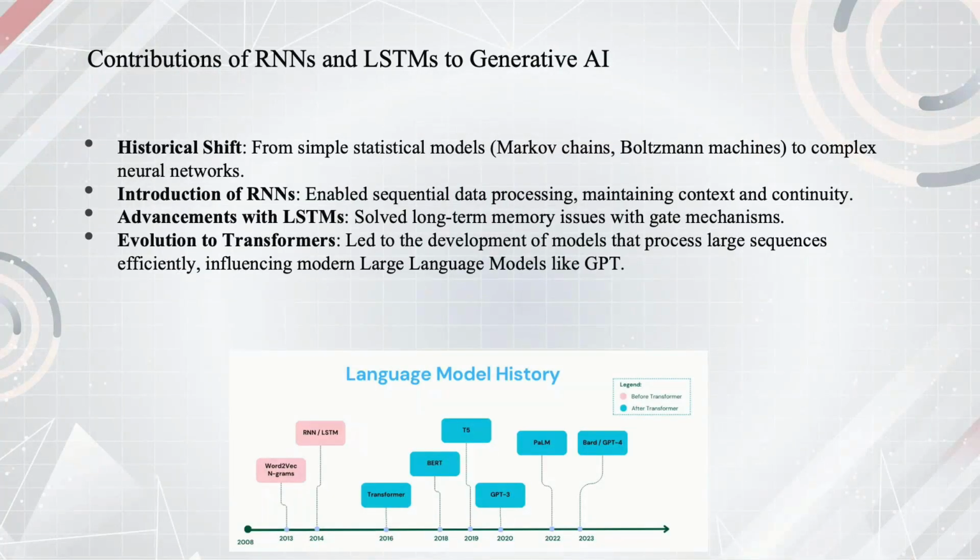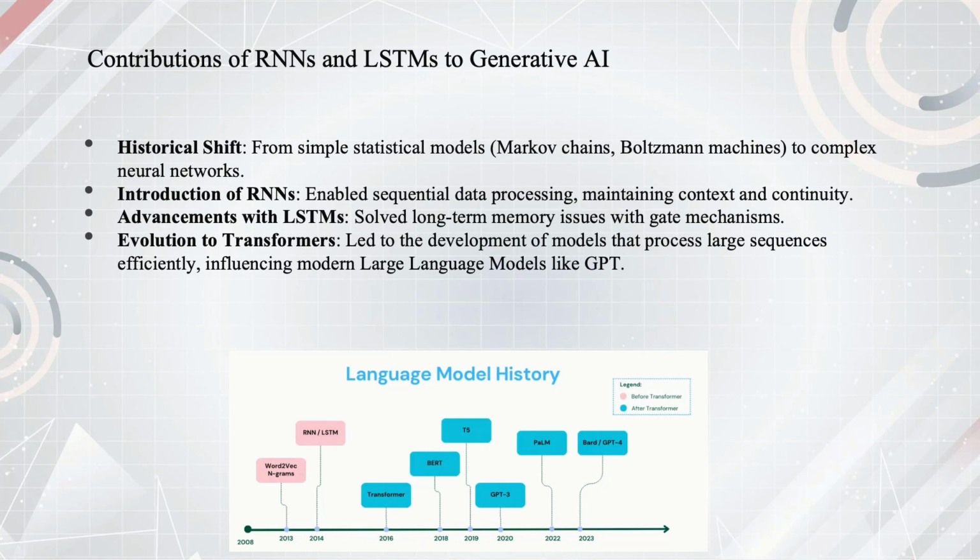So the first one is the contribution of RNNs and LSTM over the history of AI. In this, the journey of AI from Boltzmann and Markov chains to large language models. We mainly explore recurrent neural networks and their advantages, particularly how long short-term memory networks have played important roles in the evolution of generative AI. These technologies transitioned AI from relying on traditional models like Boltzmann machines and Markov chains, which are excellent for handling simple patterns and short sequences, to embracing more complex and capable neural architectures.